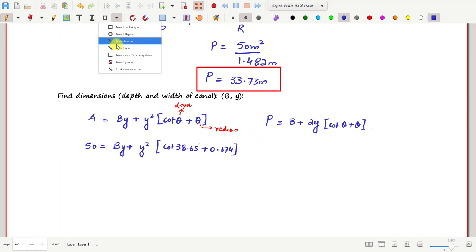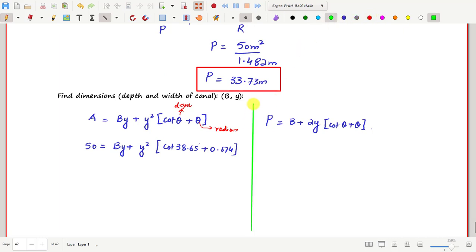Similarly, put the values in this equation. What was the wetted parameter we got? That is this one.